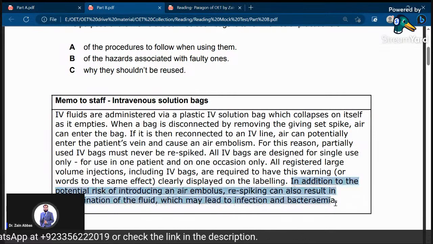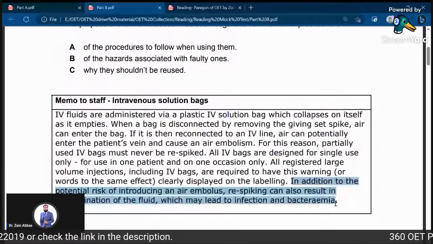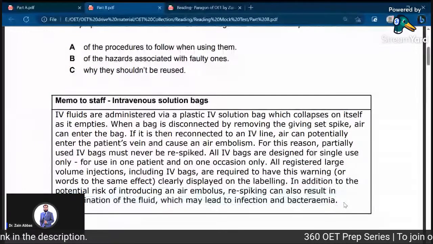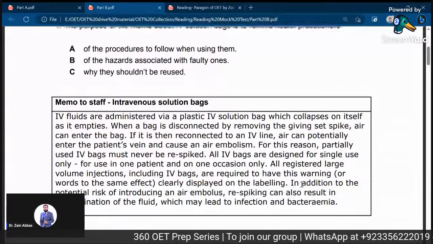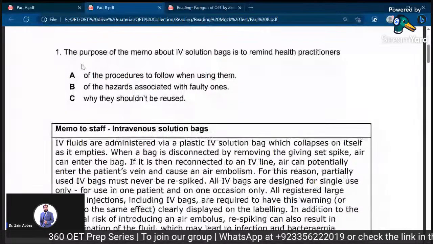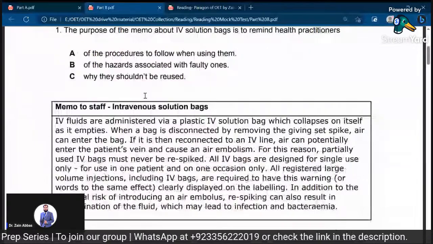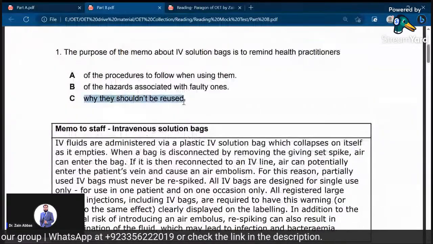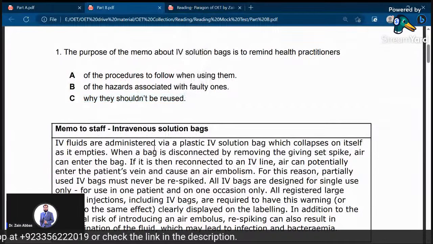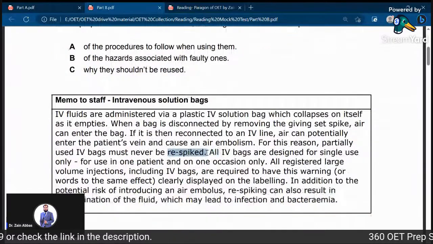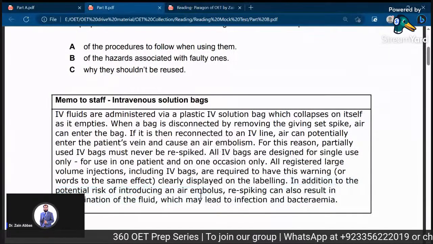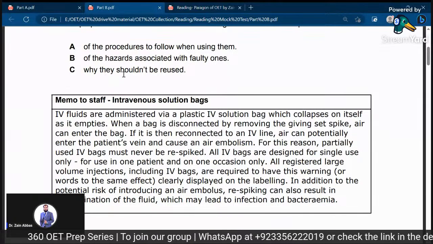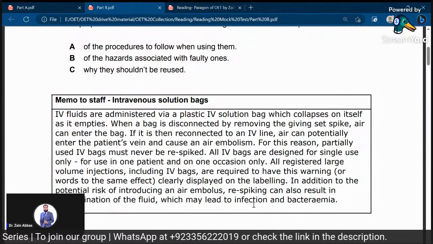Okay, so I have just scanned a few sentences from this whole paragraph, and now I am able to answer the question: what is the purpose of the memo about IV solution bags? The answer is option C, why they shouldn't be reused. Respiked is a synonym of reused, and in the last sentence, in addition to the potential risk factors, it is mentioned why they should not be reused.